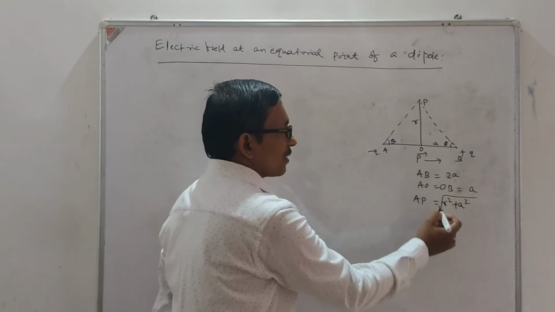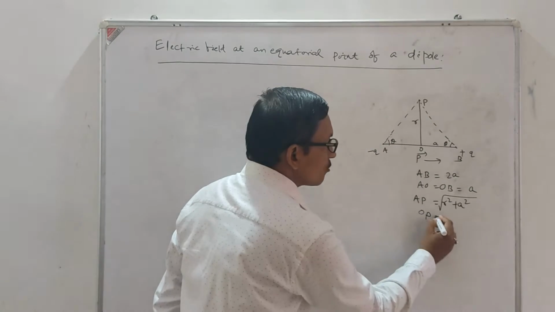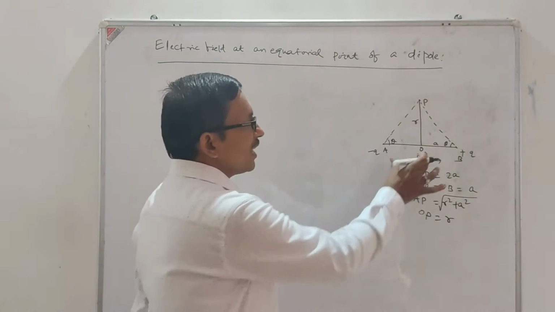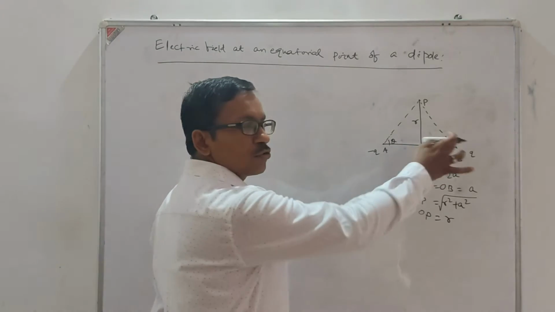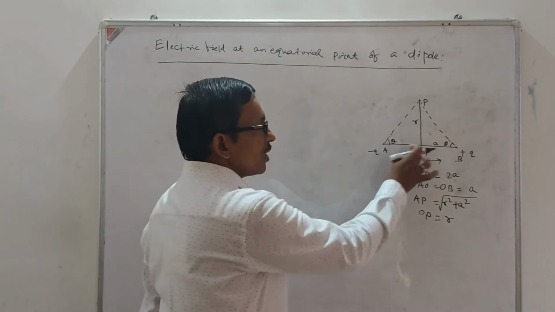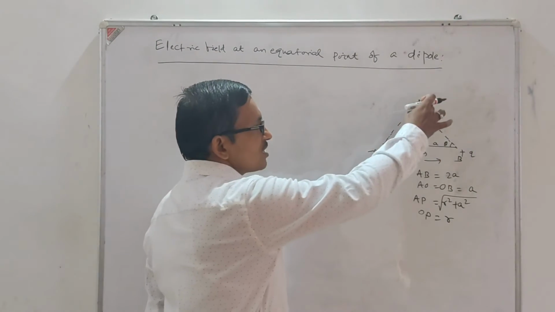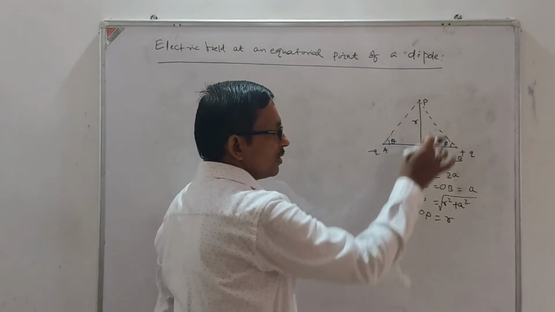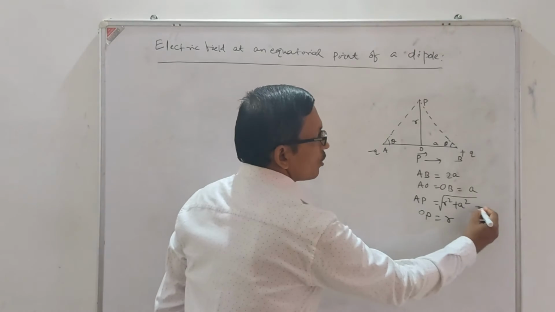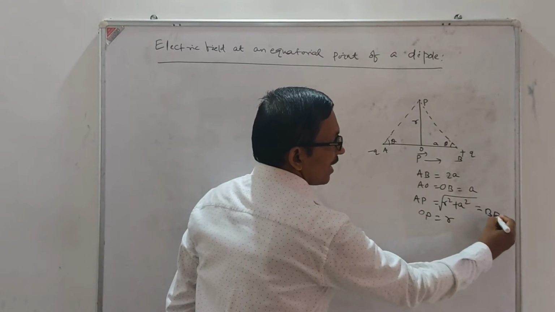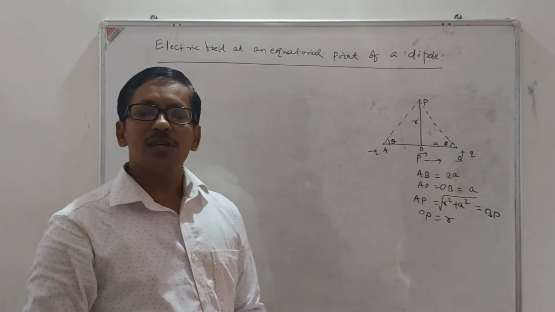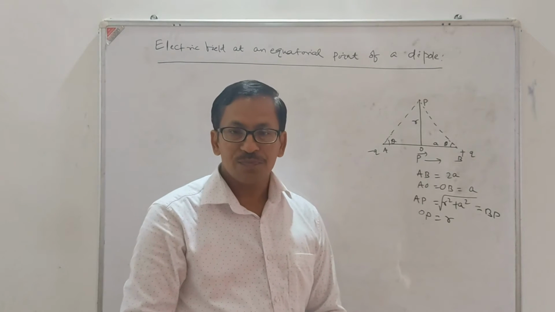Now OP is equal to r. And AB is equal to 2a, the distance between the two charges. So AO is equal to a, OB is also equal to a. What about the distances BP and AP? AP and BP are both equal to square root of r square plus a square.